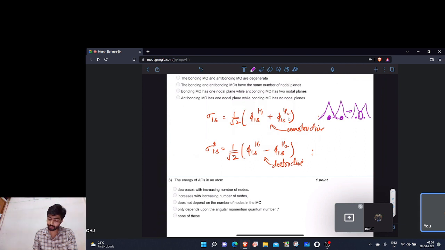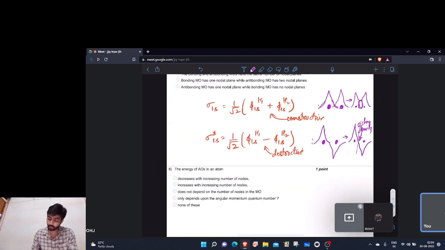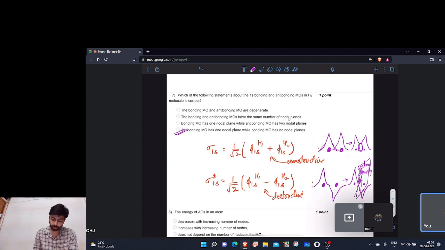But for a destructive overlap, one wave function is positive and the second hydrogen wave function is negative, and the net result is that charge density is high, 0 in between, and high at the other end of the molecule. So at this point we have 0 charge density, and this 0 charge density means a node in the system, a nodal plane in fact. So the correct option would be: the antibonding molecular orbital has one nodal plane, while the bonding orbital has 0 nodal planes, because there is no node in the system.